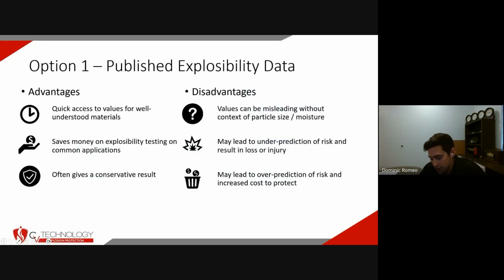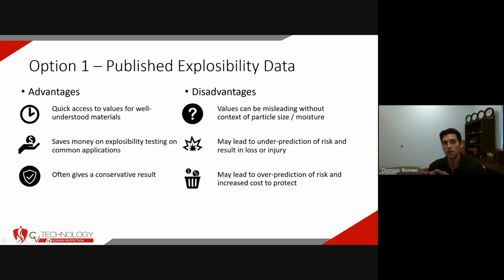And so just to go through the advantages and disadvantages of the published explosibility data. So it's going to be quick because you're going to be able to pull that data right off of a published site, whether that be 660 or Justice. And it might save you money on explosibility testing. However, this isn't too big of a factor. Explosibility testing is relatively low cost when compared to explosion mitigation equipment. And it also gives a conservative result.